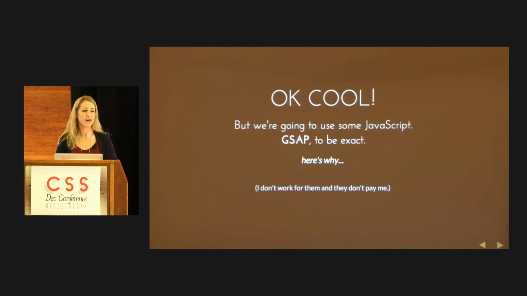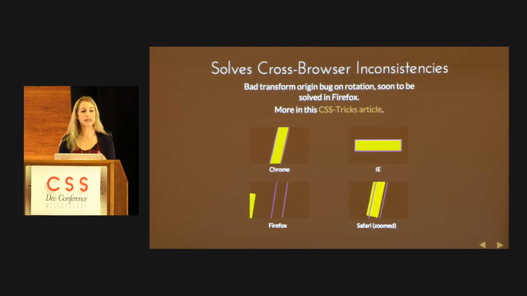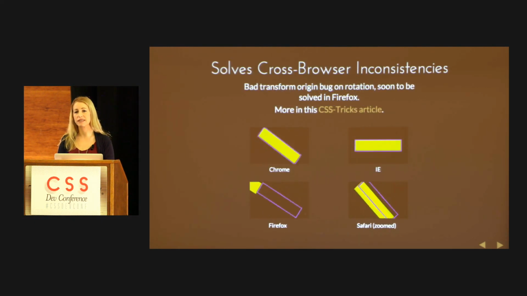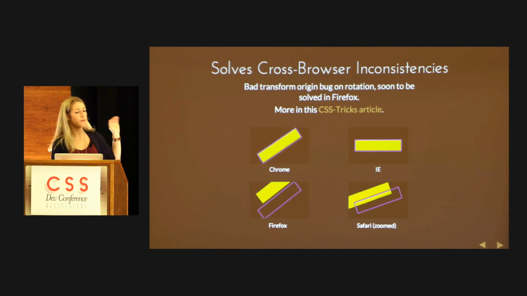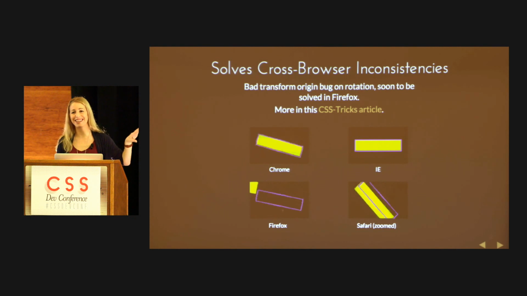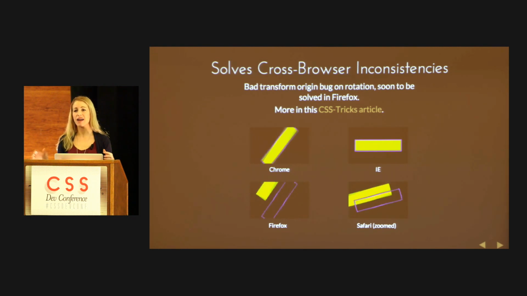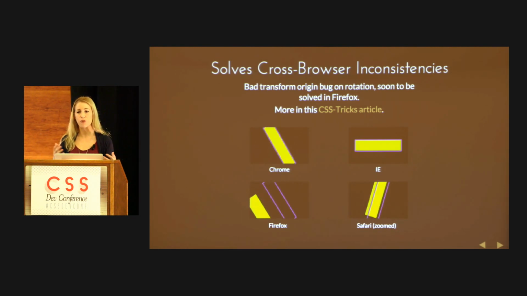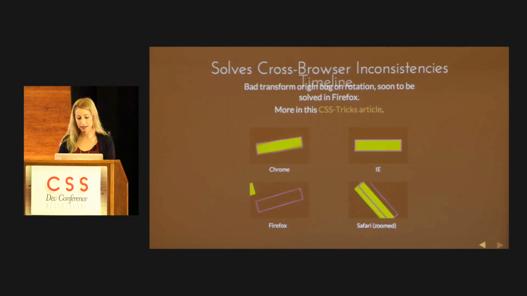So we're actually going to use JavaScript for this, and it's a library that Sarah brought up again called GreenSock, or GSAP. And I don't work for them. They don't pay me. This isn't a marketing thing. I'm just a developer who found a tool that I really like, and I'm going to explain why. It solves all sorts of cross-browser inconsistencies. Firefox is coming out with a fix for this, but this is one of a myriad of problems that it solves. There are all sorts of weird bugs, and I just find that all of my code is much more consistent going through all of these things.